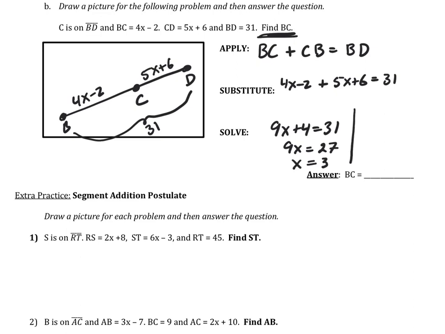So we know that BC, the length of BC, is equal to 4x minus 2. So we're going to substitute in. BC equals 4 times, we just found out x is 3, minus 2, which means BC equals 10.